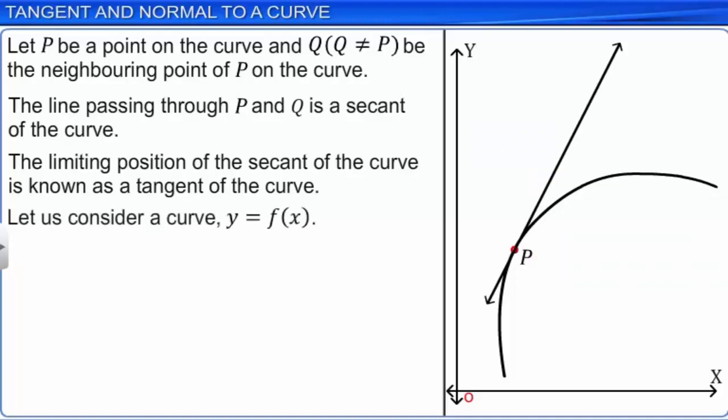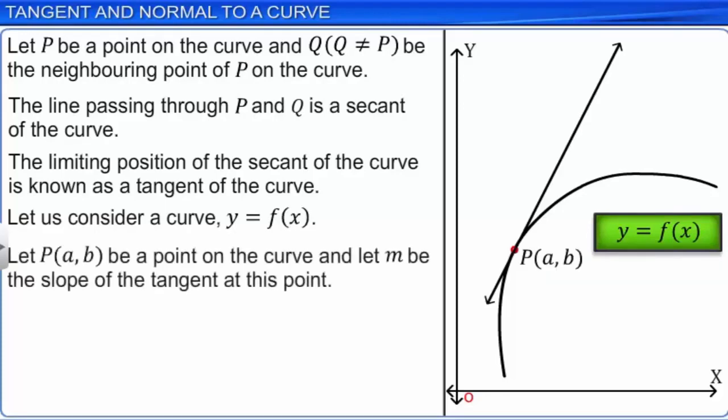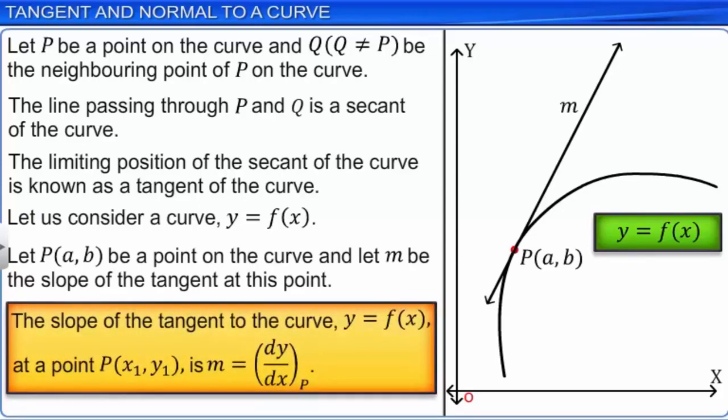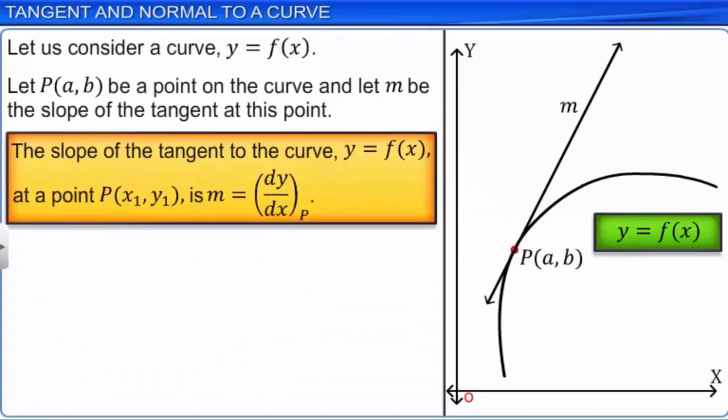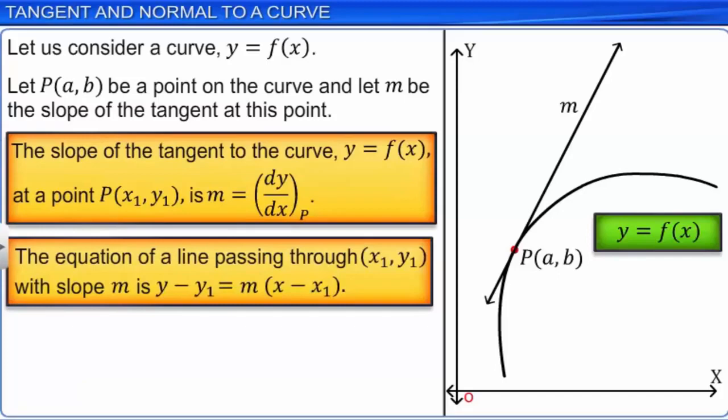Let the equation of the curve be y is equal to f of x. Let P, a comma b be a point on the curve, and m be the slope of the tangent at P. Recall that the slope of a tangent to the curve y is equal to f of x at point P, x1, y1 is dy upon dx at x1, y1. And the equation of a line passing through a point x1, y1 and having slope m is y minus y1 is equal to m into x minus x1.